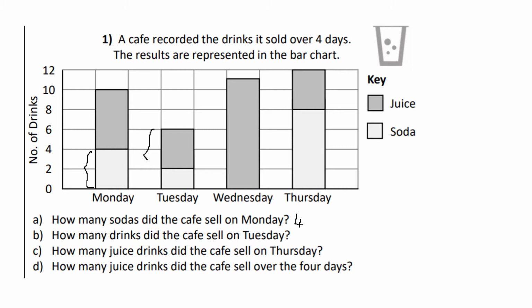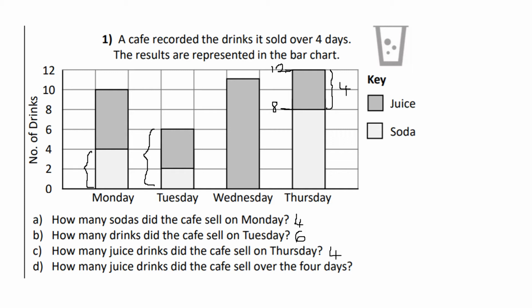How many drinks did the cafe sell on Tuesday? So that's all together. So we just read off how much the whole bar is worth. So on Tuesday, the cafe sold 6 drinks. How many juice drinks did the cafe sell on Thursday? Now this is where we have to be careful, because we're not starting from 0. We're actually starting from 8, and we're going to go up to 12. That darker grey part represents juice. So on Thursday, the cafe sold 4 juice drinks.